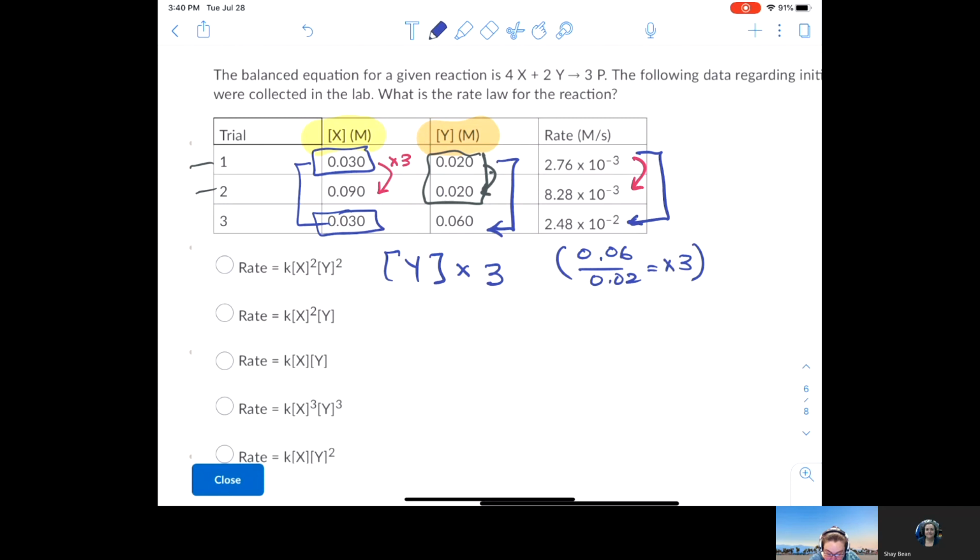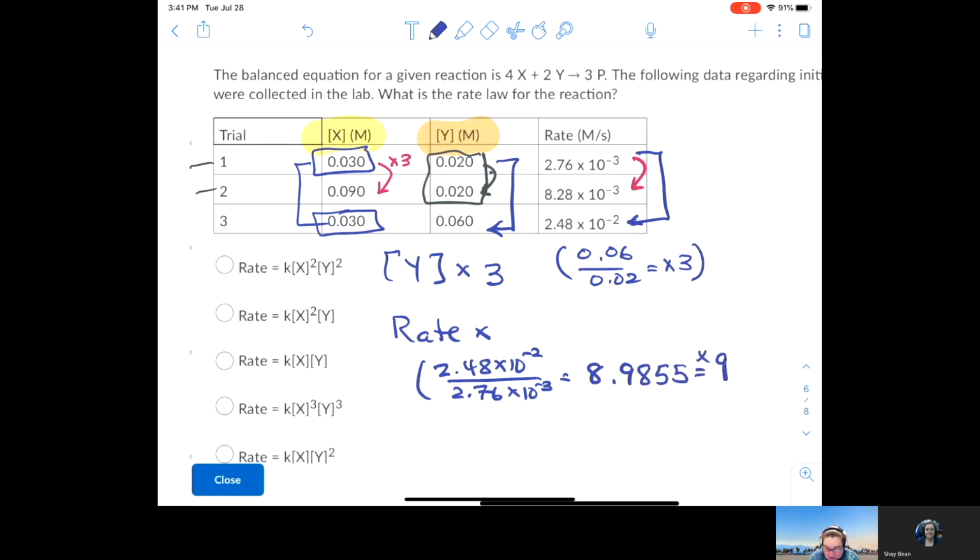Now I want to see what the rate did. As I go from trial 1 to trial 3, the rate went up by how much? Again, if I can't see it in the pattern of the numbers, I take the larger, divide by the smaller, and I get 8.9855, which pretty much rounds to 9. So the rate goes up by 9. I have the scenario where the concentration goes up by 3 and the rate goes up by 9.